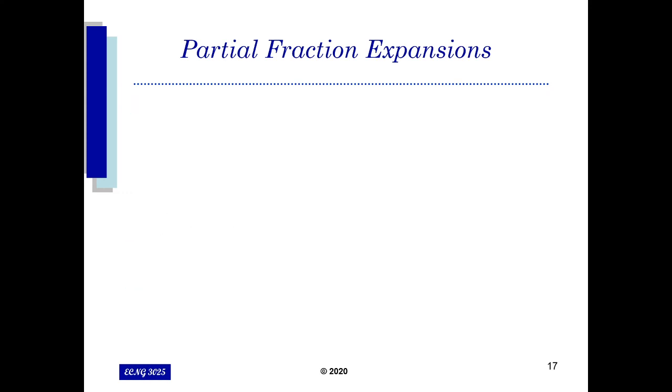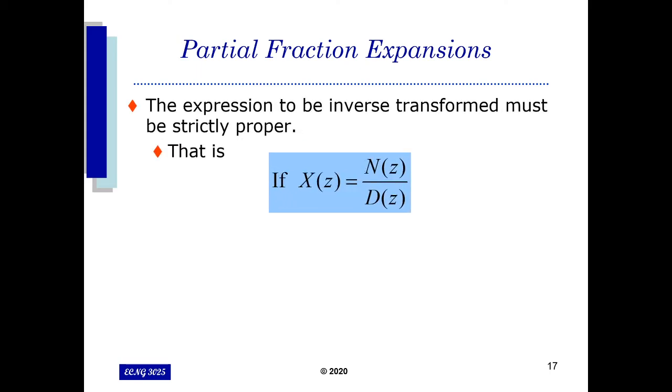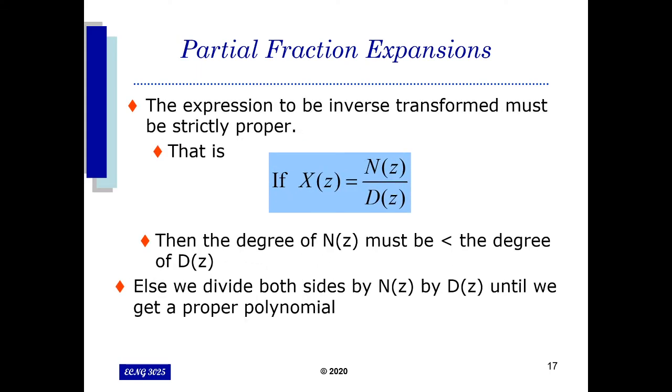So for the expression to be inverse transformed, you need to observe this property here, where the degree of N of z must be less than the degree of D of z. If this property isn't observed, you need to long divide until this property is observed, and then you take the remainder divided by the original denominator and partial fraction only that part.